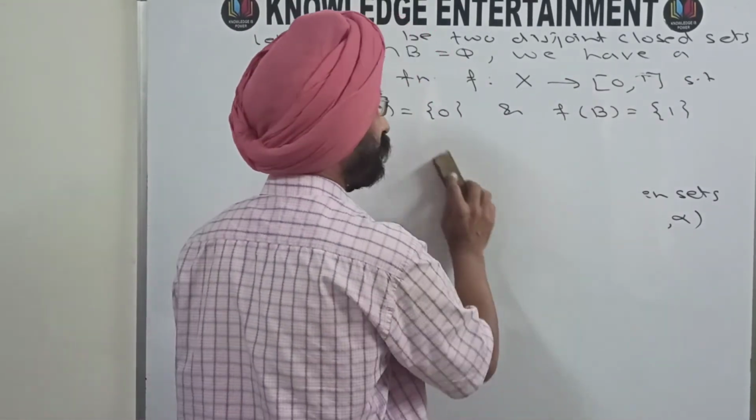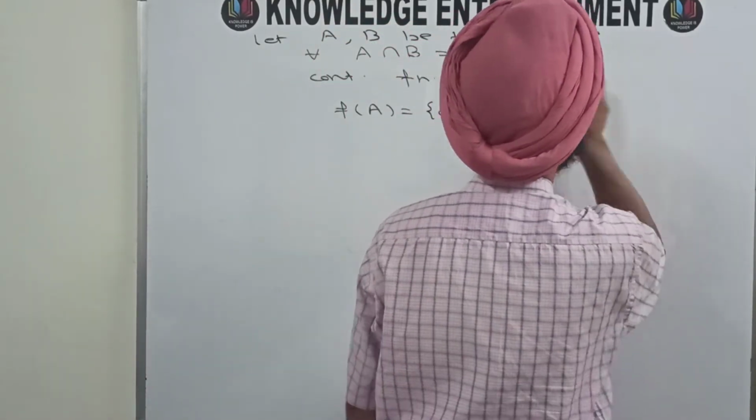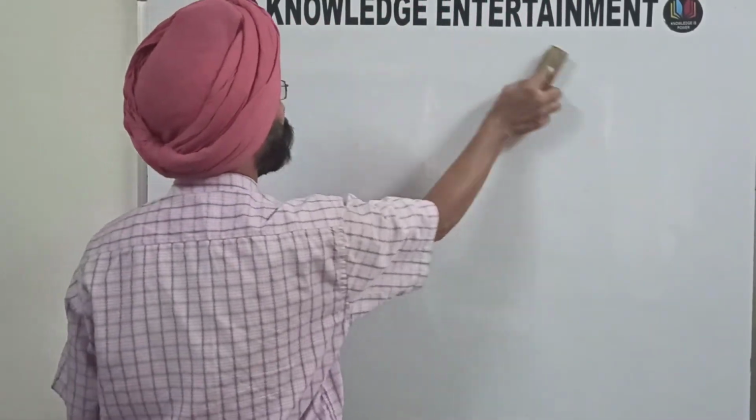We are also proving, in the same video, the general form of Urysohn's lemma. So what is the general form?